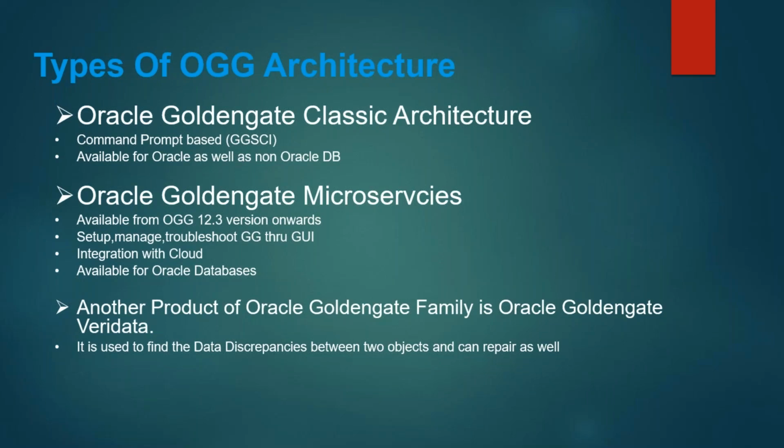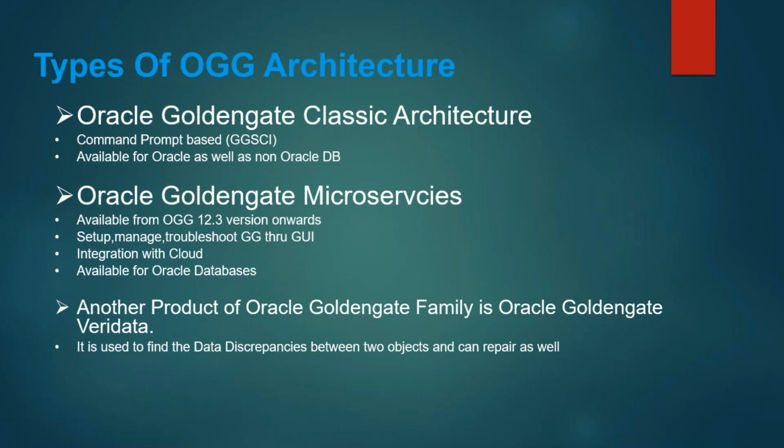Microservices architecture was introduced in August 2017 from Goldengate version 12.3 onwards. So from Goldengate version 12.3 onwards and until 21C, you have both classic architecture available as well as microservices architecture available. Okay, now until 19C, this point you have to note.